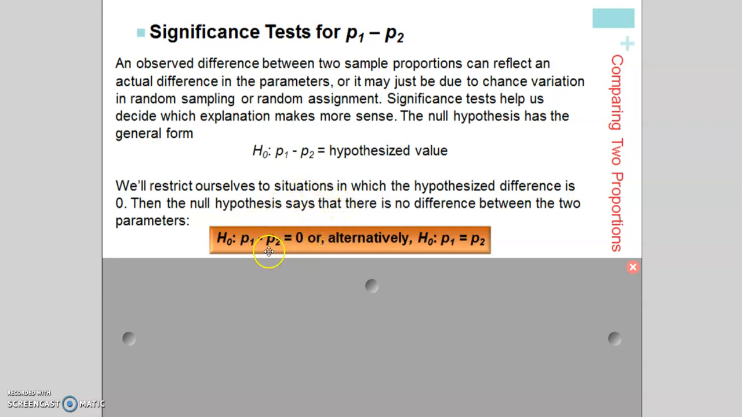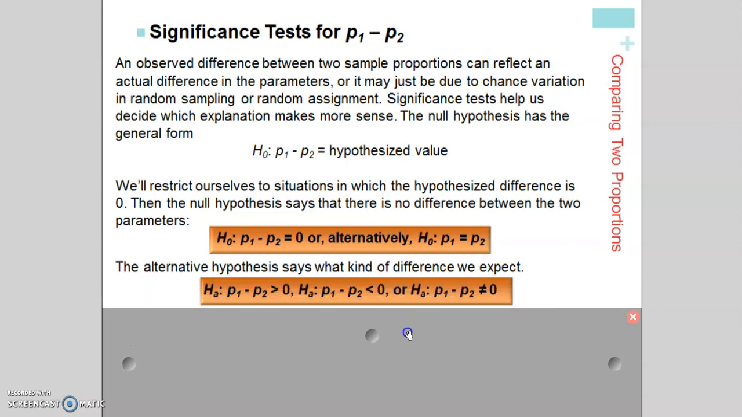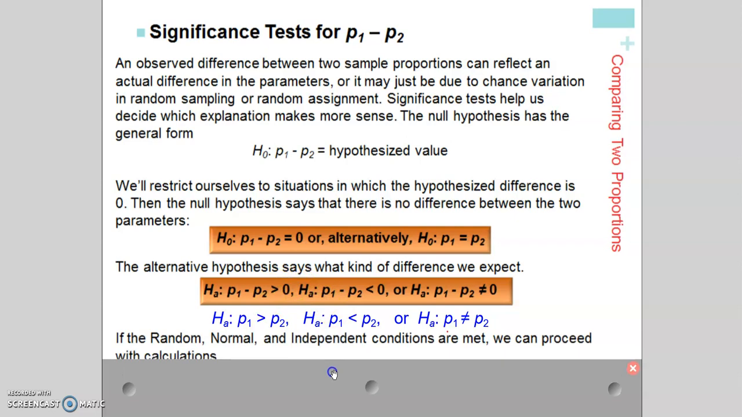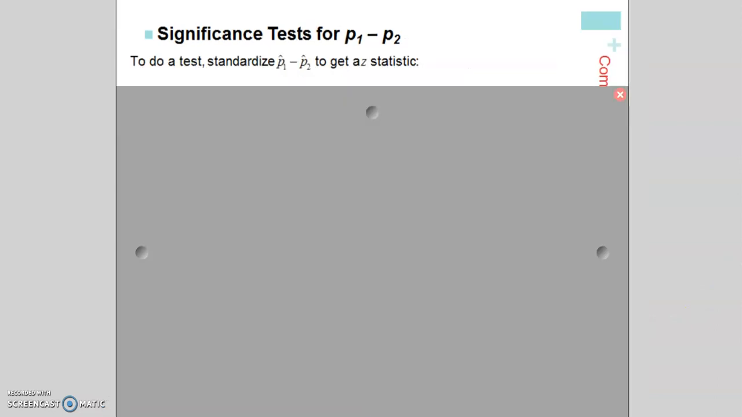Or if you add P2 to each side of this equation, we can say that means the same thing as a null hypothesis of P1 equals P2. The alternative, we can use a greater than or less than or not equals alternative. And again, for each of those, you could move P2 over to the other side, and you could write them this way as well. They mean the same thing. And then if the random, normal, independent conditions are met, we proceed with the appropriate calculations.